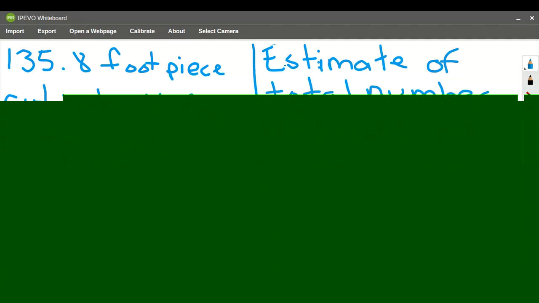Our focus for today's lesson is going to be on estimating decimal quotients. The first problem that we're going to look at is on page 307. It says a 135 and 8/10 foot piece of construction material needs to be cut into pieces that are each 16 feet long. About how many pieces can be cut?